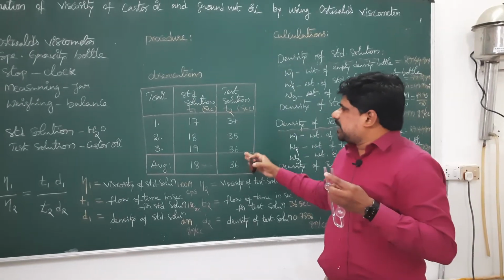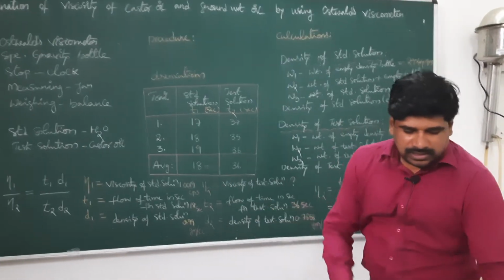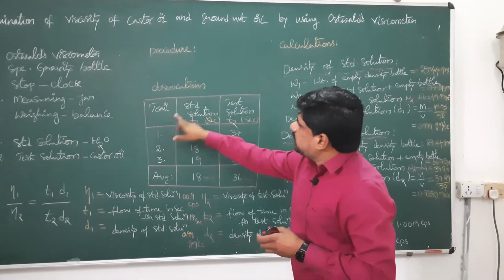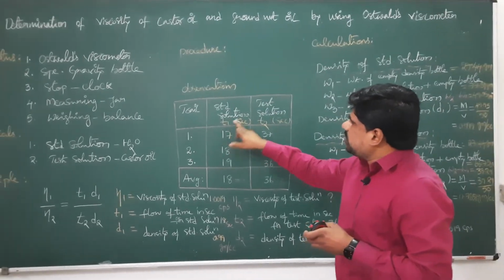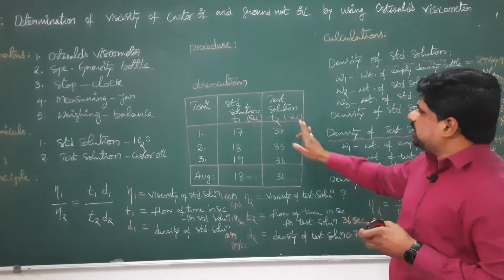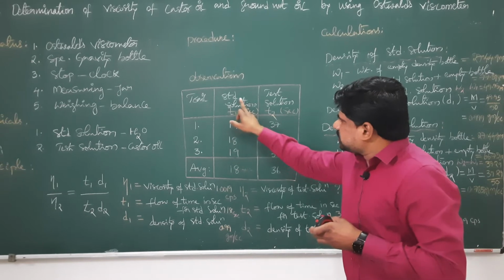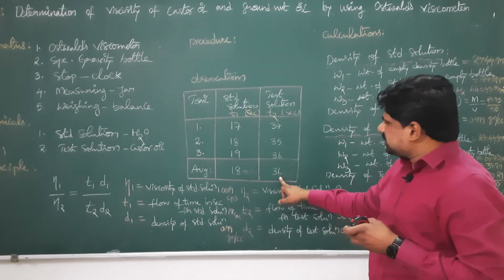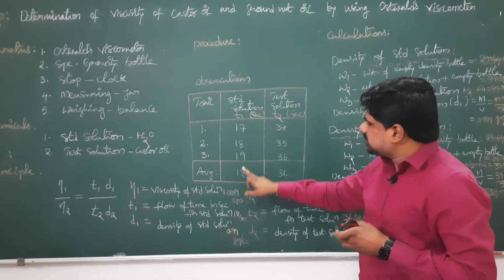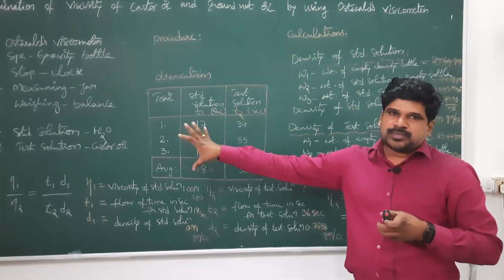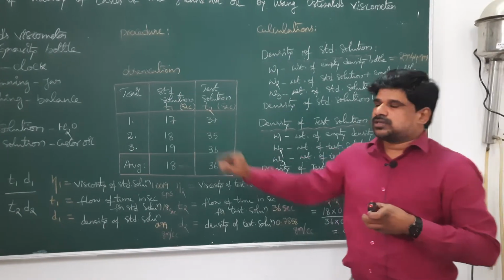Here these are the tables. In this table we are taking the summary, that is trial, standard solution T1, test solution T2 in seconds. Here the average time of the test solution is 36 seconds and the standard solution is 18 seconds. So, these results you have to substitute in our formula or principle.